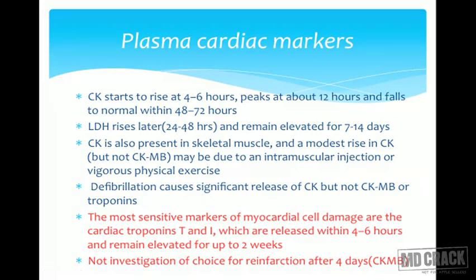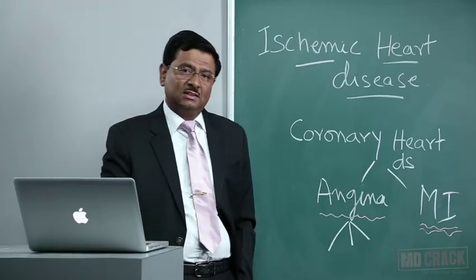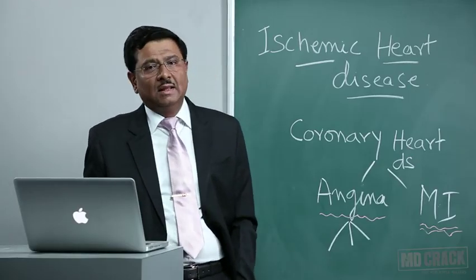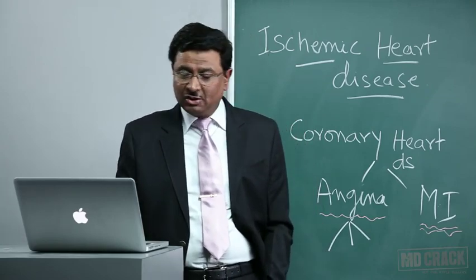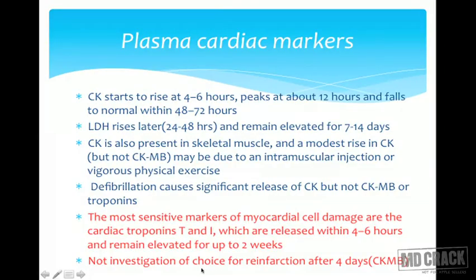Important, please note, the most sensitive marker of myocardial cell damage are the cardiac troponins, that is cardiac troponin T and I, which are released within 4 to 6 hours and remain elevated up to 2 weeks. Now these are the most sensitive markers to confirm the diagnosis of acute myocardial infarction. These are not the investigation of choice for reinfarction after 4 days.